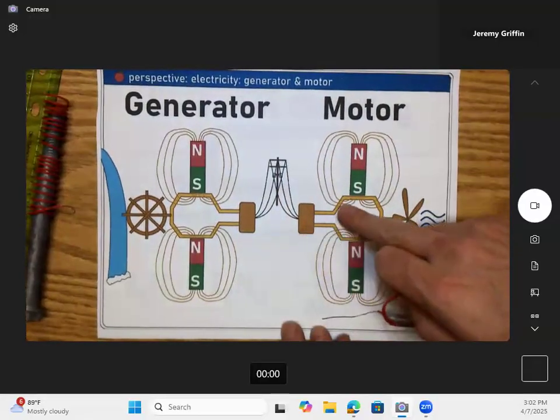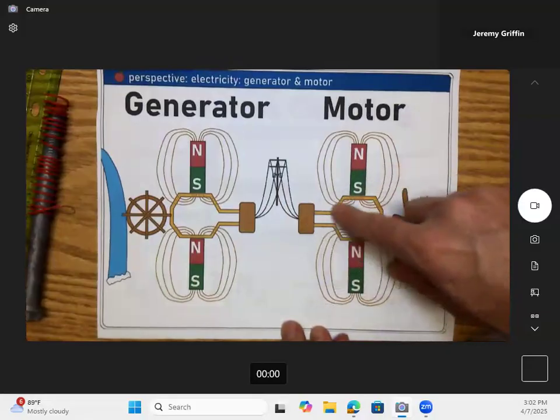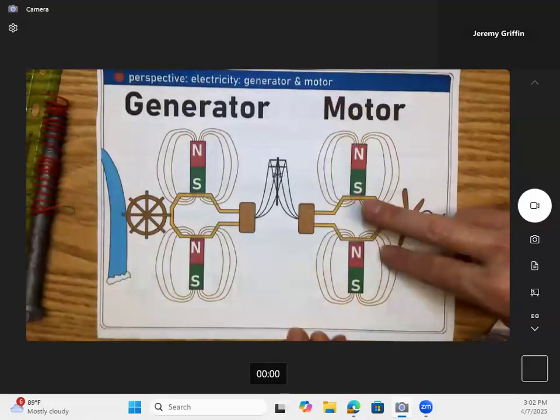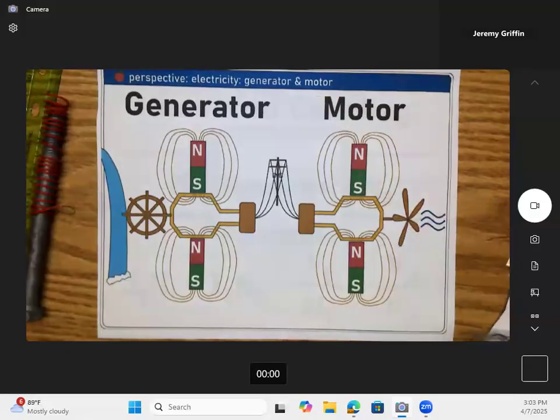Run a wire past a magnet with electric current going through it, and it creates a force. If you know which way the current's going and which way is north and south of the magnet, you can use the right-hand rule to predict which way this is going to rotate. And then your ceiling fan runs. Okay, like I said.